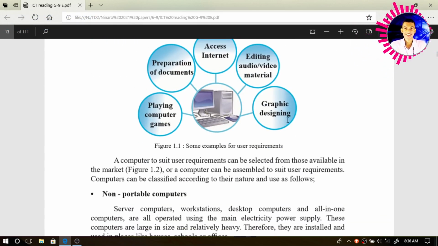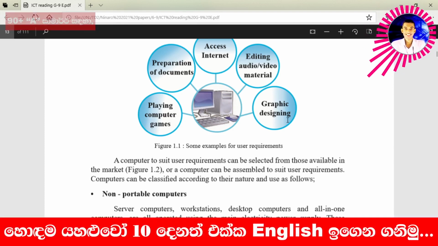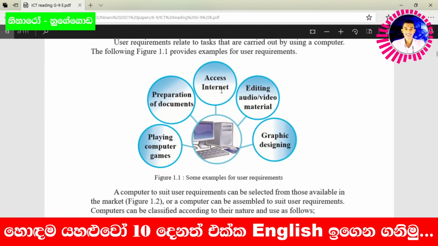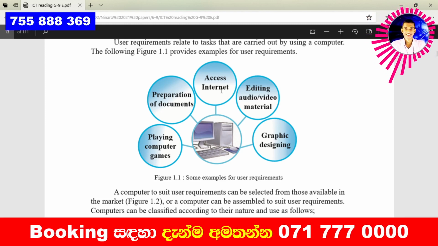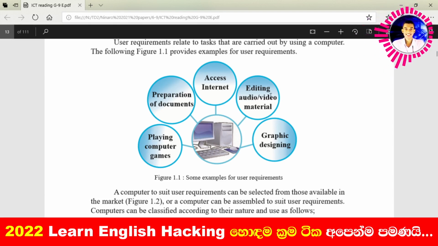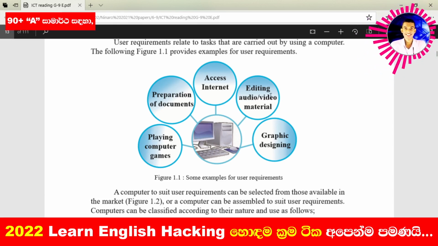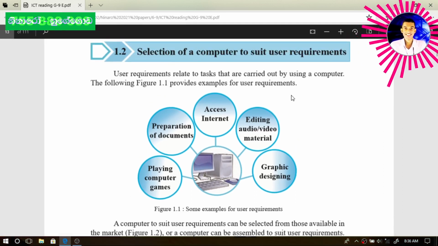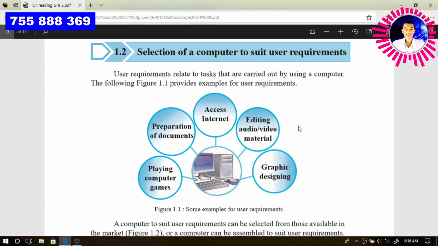As an example, if we want to select a computer for graphic designing, we will have to select a computer with good video memory, large video memory, and storage capacity. For preparation of documents, we can use a general computer. To access the internet, we can also use a general computer with a network connection, wired or wireless. For editing video and audio materials, there should be a good video card, high capacity RAM, high capacity hard disk, and high processing power. Therefore, according to users' requirements, the computer's specification can be different.